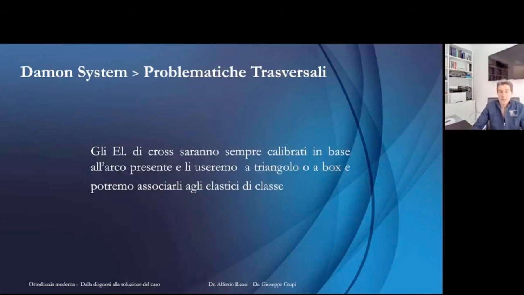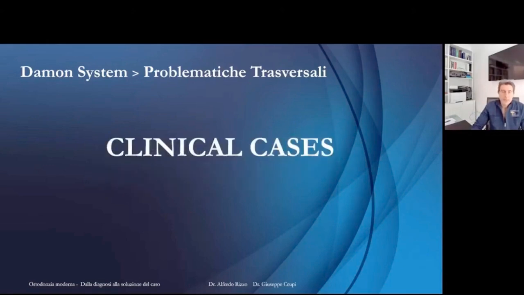Also, all the cross elastics that we use to correct crossbite should always be calibrated according to the arch wire that we are using at the moment, and we should apply those elastics in a triangle or box formation, and we can also associate them with the class elastics. It depends on what particular part of the bite correction we're involved in. Let's take a look at a few clinical cases that I have prepared for you.